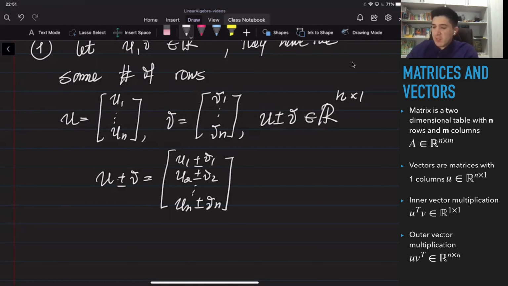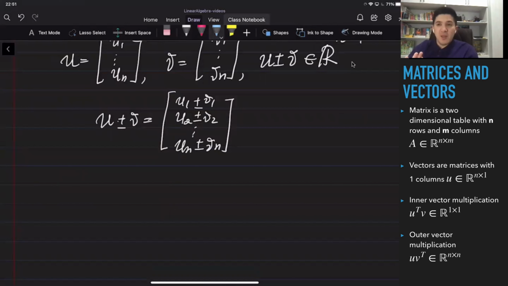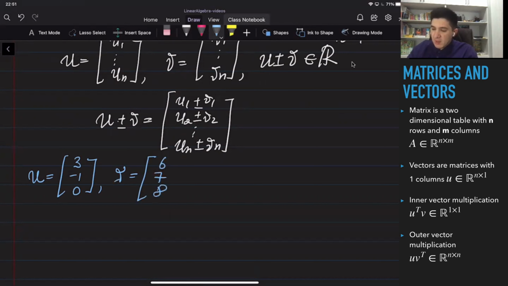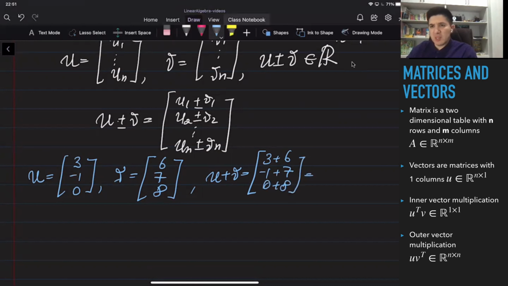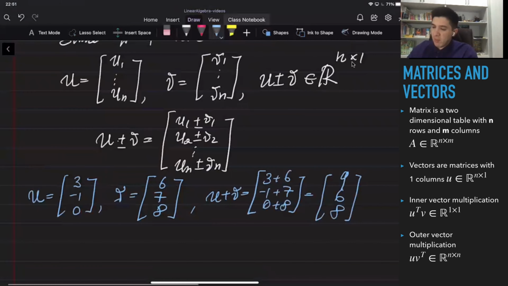Let's do a couple of examples on the addition and subtraction, which I think is really straightforward. Let's say u is given as 3, minus 1, 0, and v is given as 6, 7, 8. If you would like to add u to v, it's going to be again a vector with 3 rows, where I just need to add the two corresponding elements. It's going to be 3 plus 6, minus 1 plus 7, 0 plus 8. If you would like to subtract, we do these things in the same manner. It's going to be 9, 6, 8. So everything is straightforward so far.